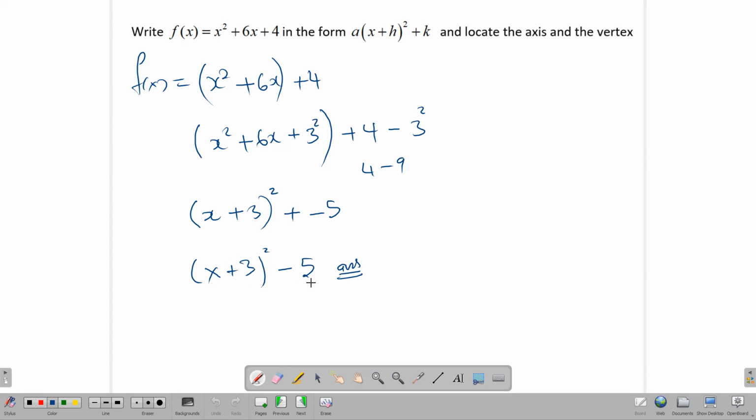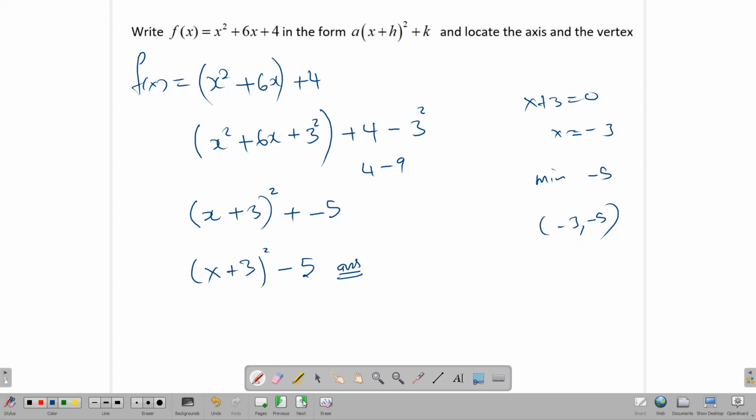So here we have it, and we can write down our axis. Our axis would be x plus 3 equals 0, so we have x is equal to minus 3. And our minimum in this case is negative 5. And the turning point, as we had it before, negative 3, negative 5.